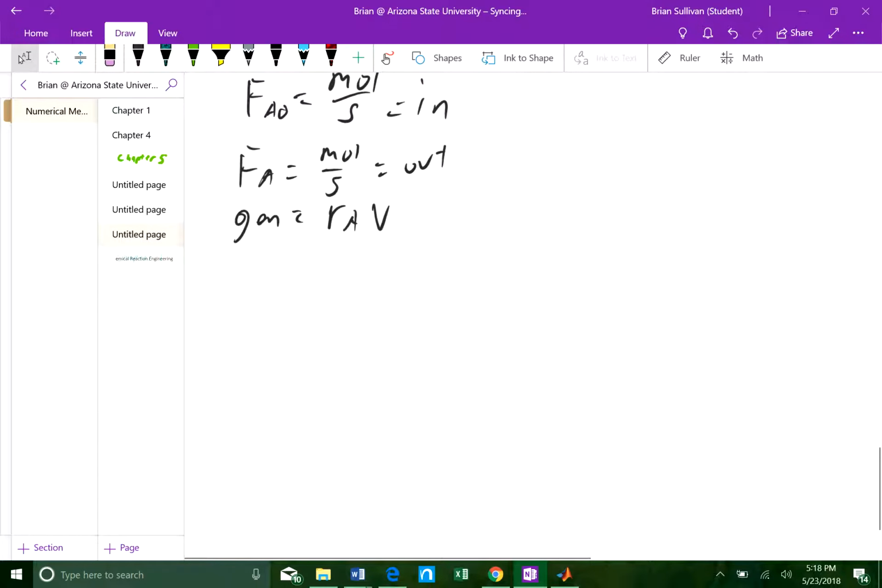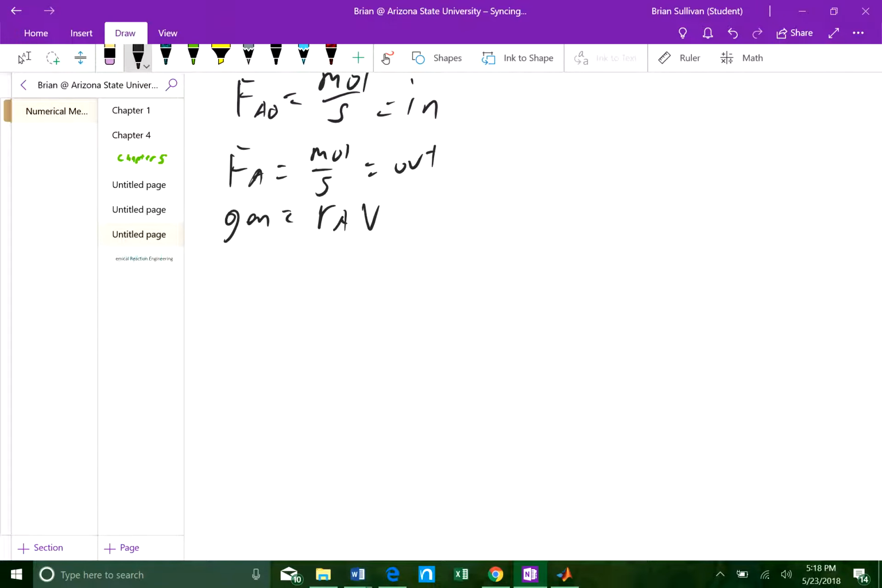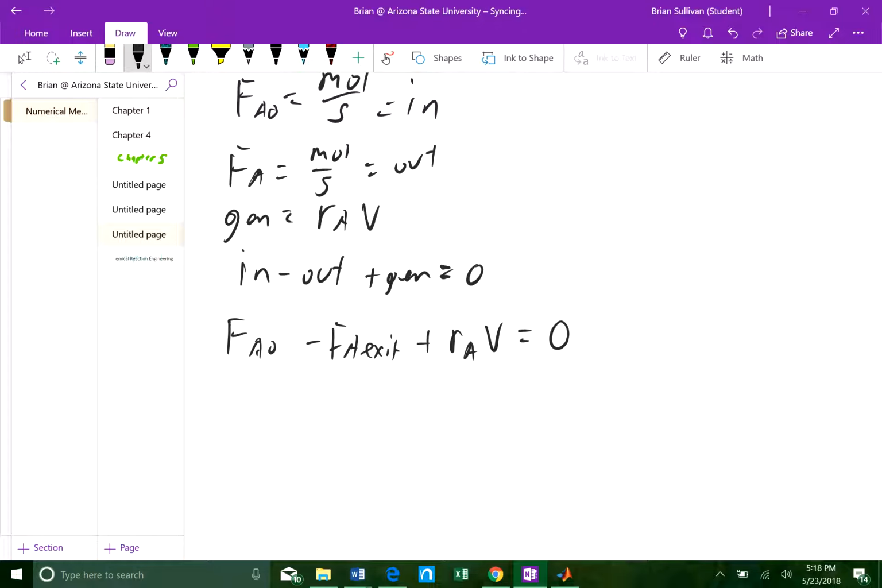Okay, let's do the material balance. In minus out plus gen equals 0. Accumulation 0, the steady state assumption. So what do we put in for in? Well, it's very simple. The molar flow rate in. The molar flow rate out, which I can even write exit. Right? The generation term, which is RA times V, equals 0. Volume is constant, and the reaction rate does not change with position or time.